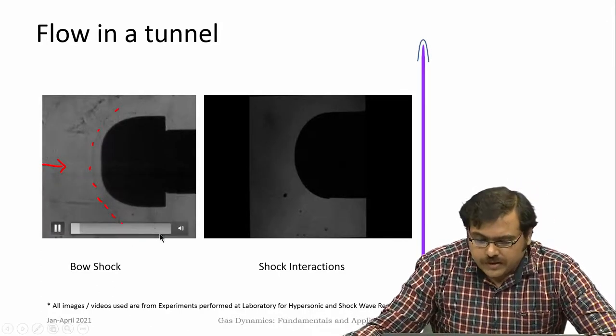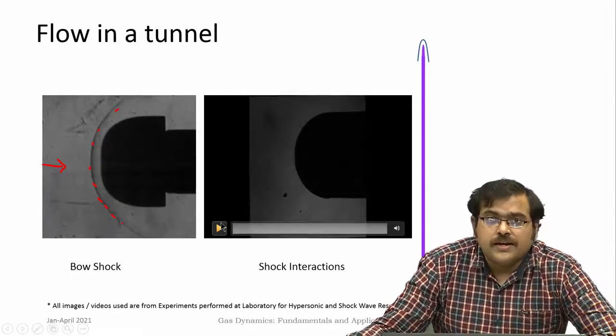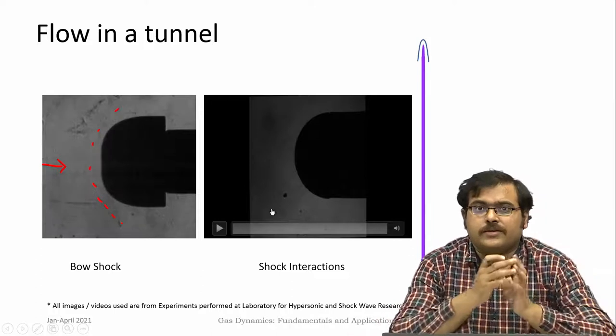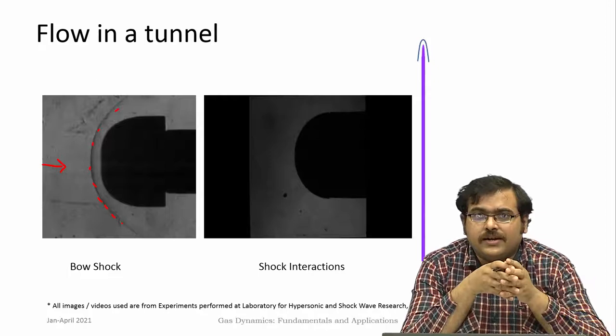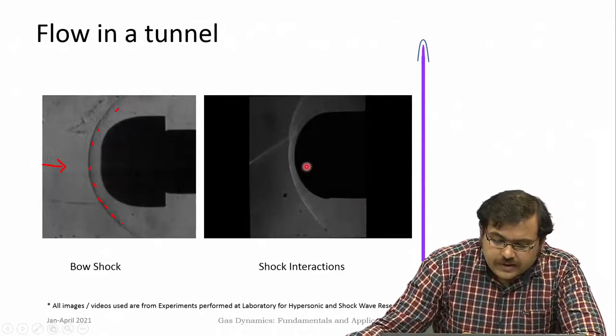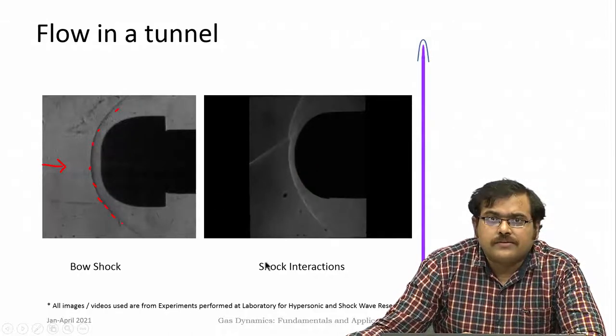And in this particular video on the right, what you see is an interaction when you have multiple bodies, like what you saw, which is typical to a spacecraft or a rocket. You have many components, then shock waves from different components can interact with each other. So this video shows such an interaction.